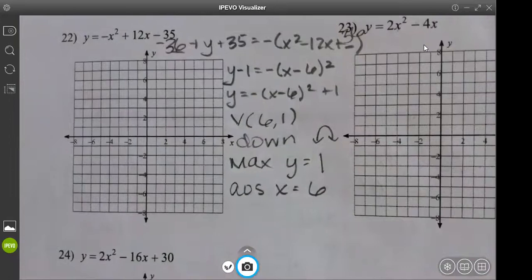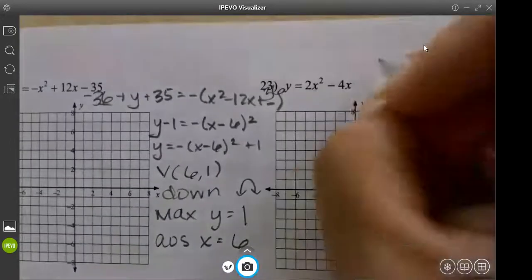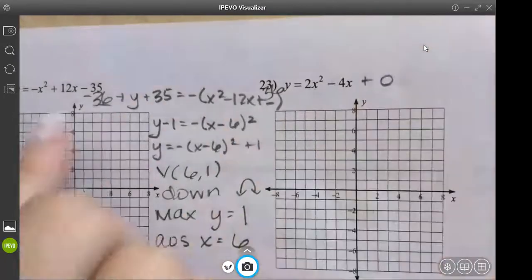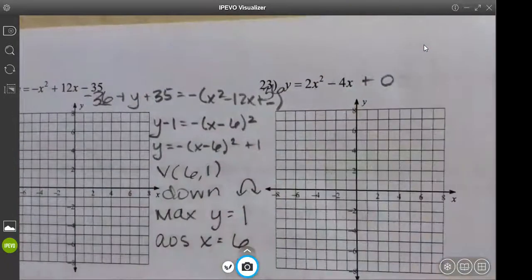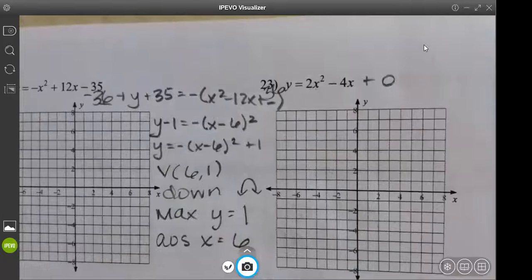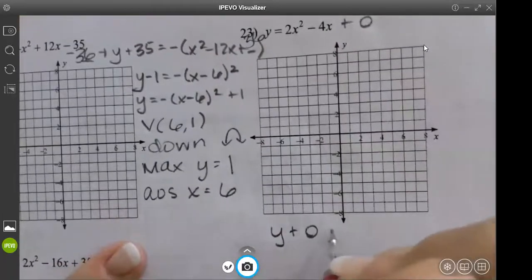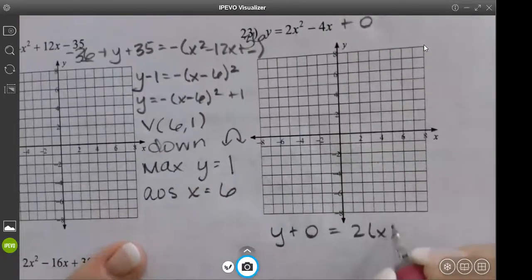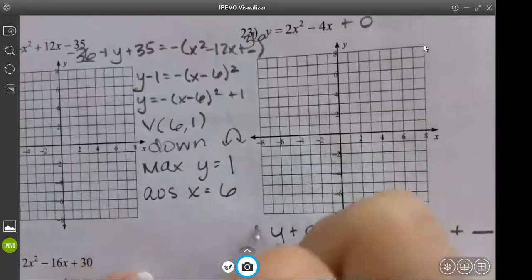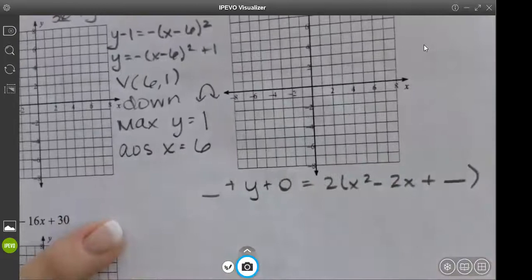I'm going to do one more of these, and I'm going to do 23 since it doesn't have a number on the end. Like I told you, if you want to put a 0 so it looks just like this one, you're going to move that 0 over and take out your 2. So maybe that helps you see it a little bit better.